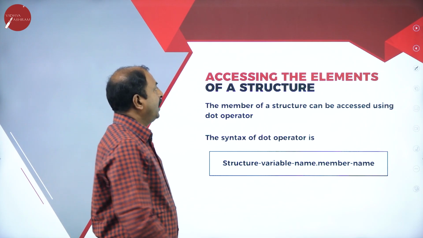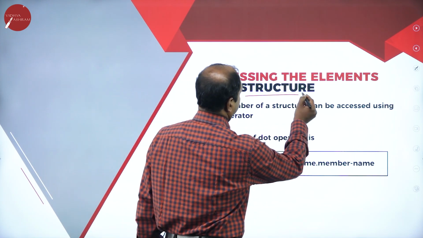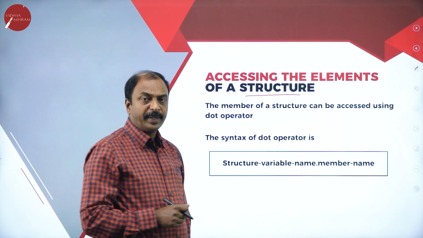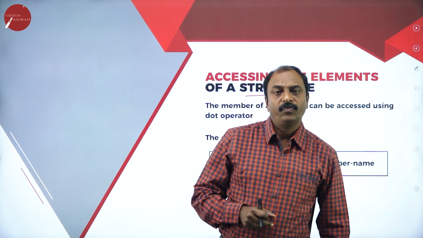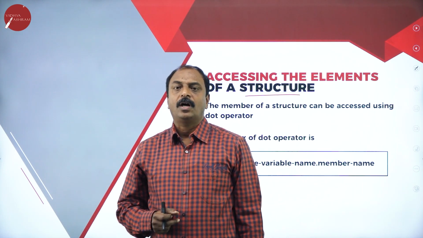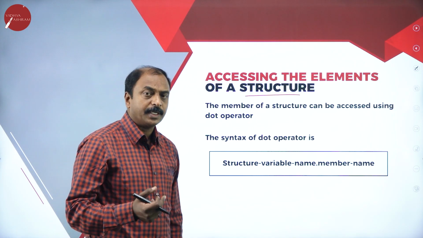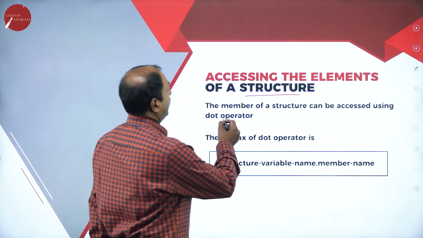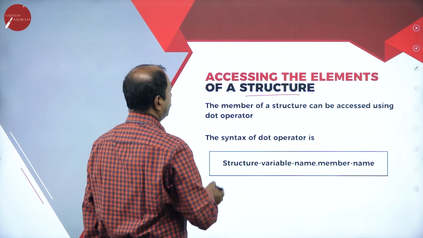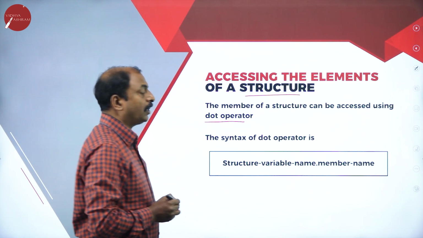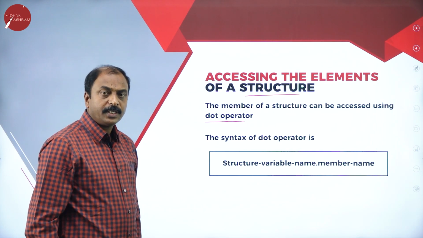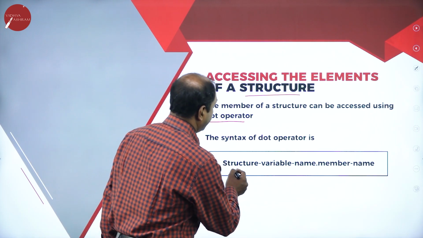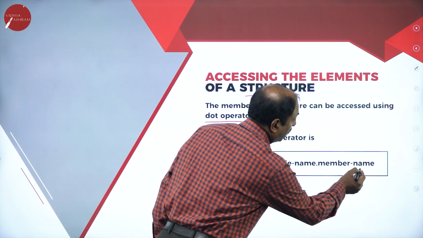In the next slide, accessing the elements of a structure. Now, once we have defined the structure, the structure elements are data members, and we can have n number of data members of different data types or the same data type. How do we access these data members? The members of a structure can be accessed using the dot operator. So the dot operator is what we use to access the members of a structure. So here the syntax is structure variable name, dot, member name.